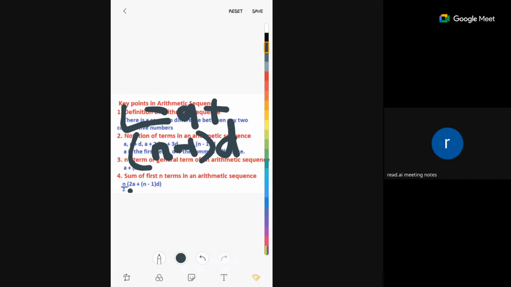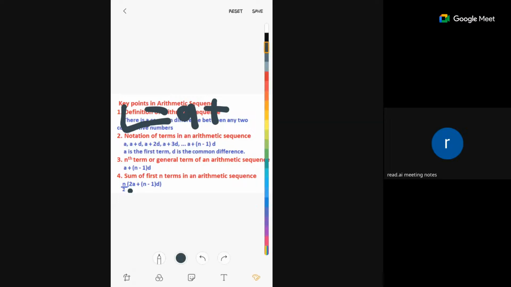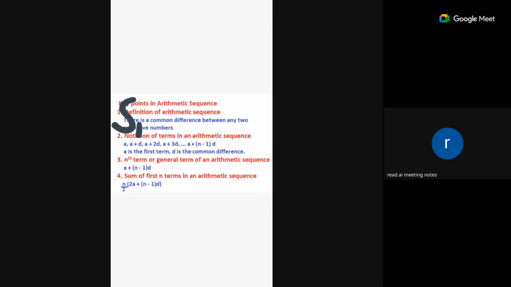But the difference is for the sum, it is different. If they give you the last term for the sum of AP, it has its own formula. So you're not going to use the fourth formula, this formula here. You will not use it if the last term is given. This is what you are going to use: Sn, the sum of the terms we are talking about, equals n over 2 into bracket a plus l. That's all.